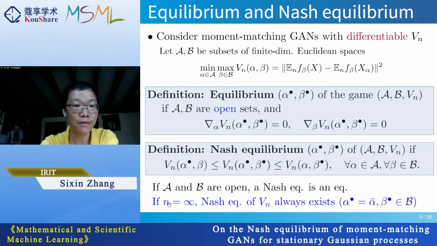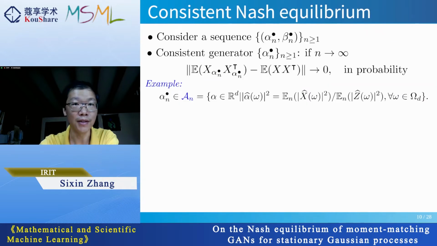And the trivial case is when there is an infinite amount of data, n equals infinity. Then a Nash equilibrium always exists. That's the original GAN paper showing this, and that's why everybody seems to look for this notion. But the non-trivial case is when n is finite. And here, that's what I want to study.